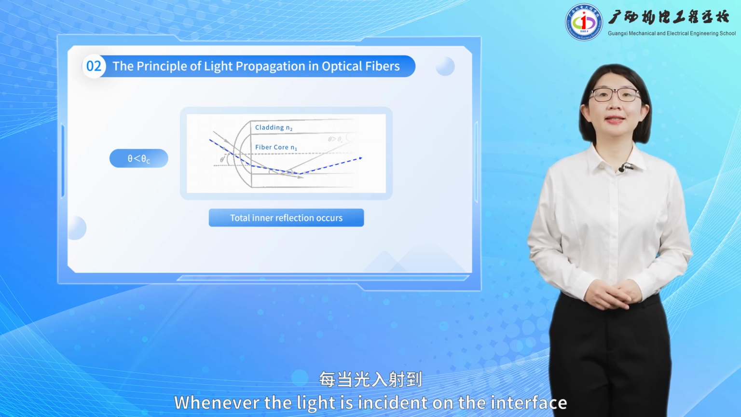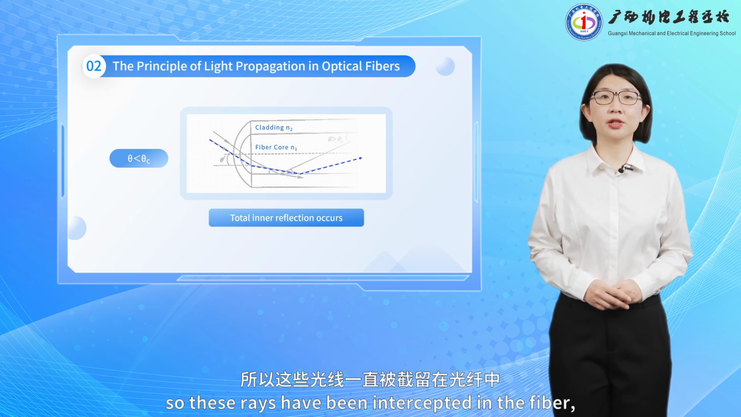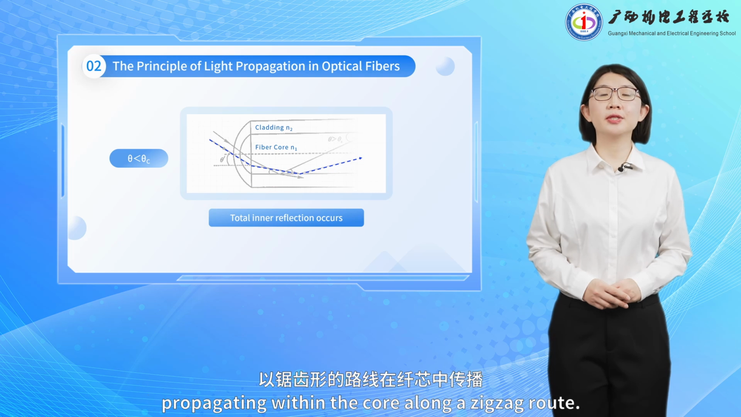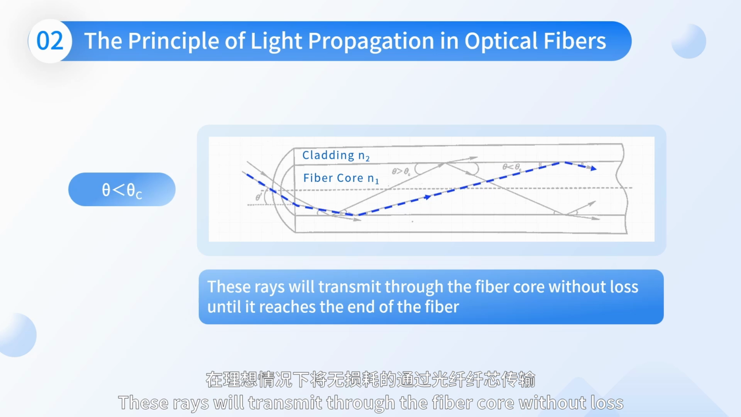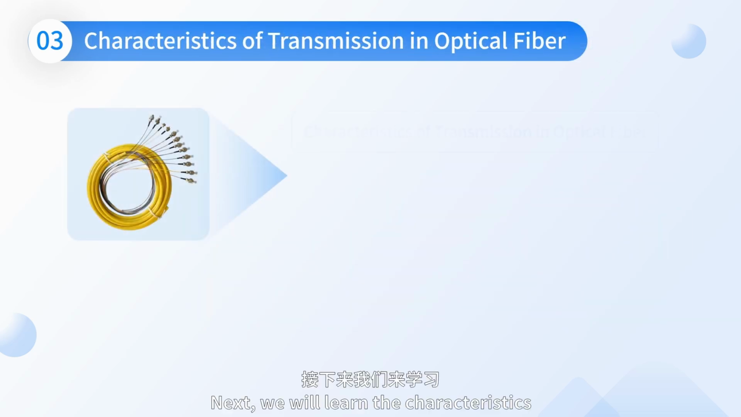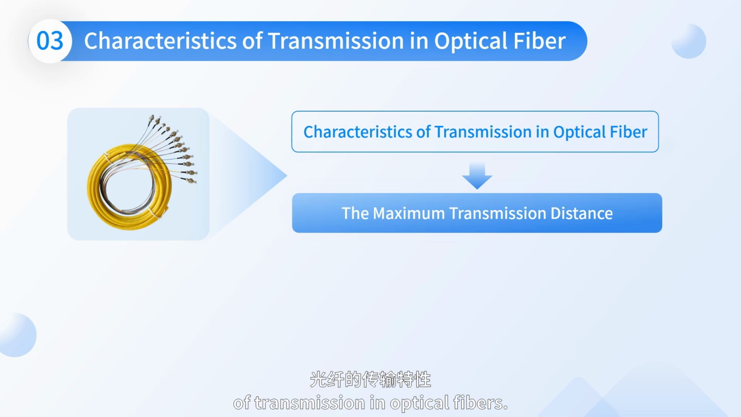Whenever the light is incident on the interface between the core and the cladding, these rays have total reflection, so these rays have been intercepted in the fiber, producing multiple total internal reflections on the interface, propagating within the core along a zigzag route. These rays will transmit through the fiber core without loss until it reaches the end of the fiber. Next, we will learn the characteristics of transmission in optical fibers.